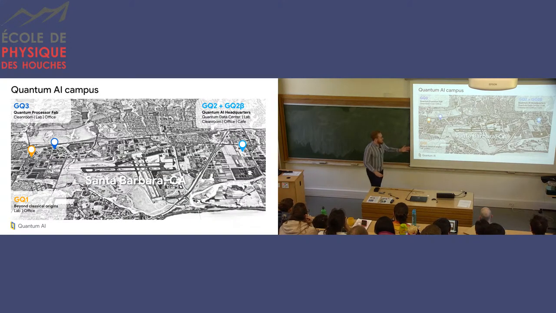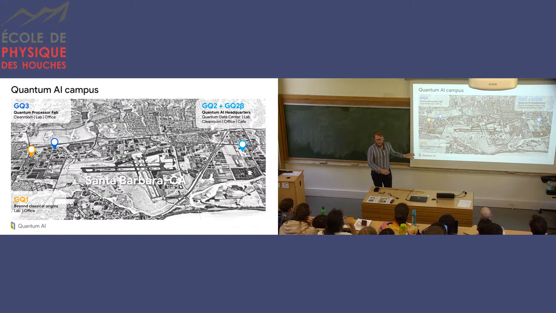This is a picture of Santa Barbara. You can see the airport right down the middle. I don't know how many of you have actually been there. This is where the magic happens. And so the group started actually in our building. We call it GQ2, for Google Quantum. We started over here in the offices that were bought from UCSB. That was where our Beyond Classical experiment in 2019 was done.